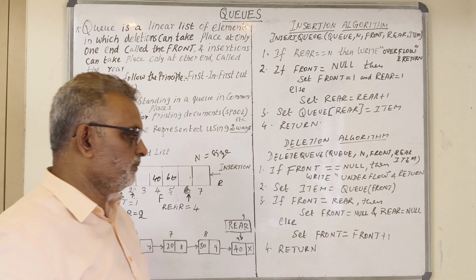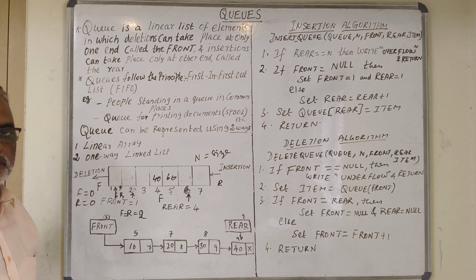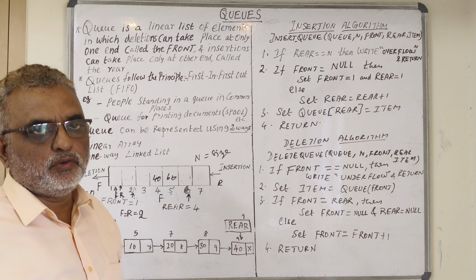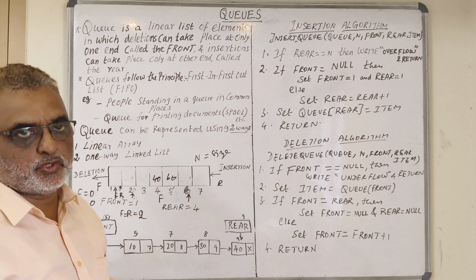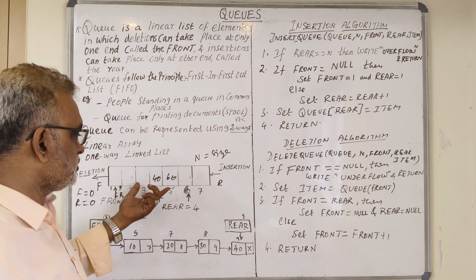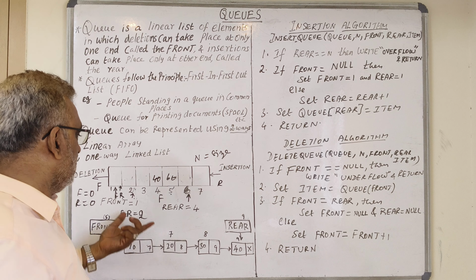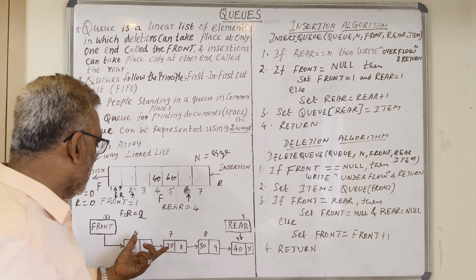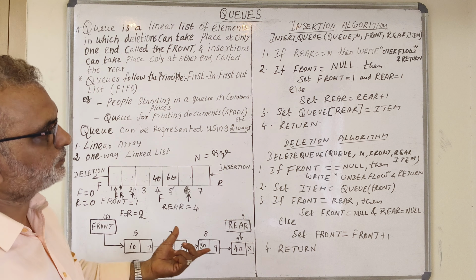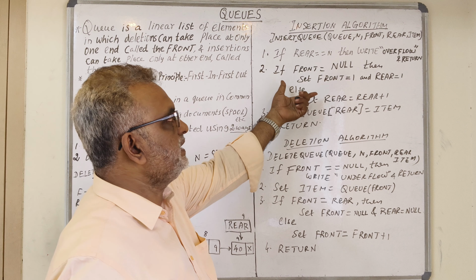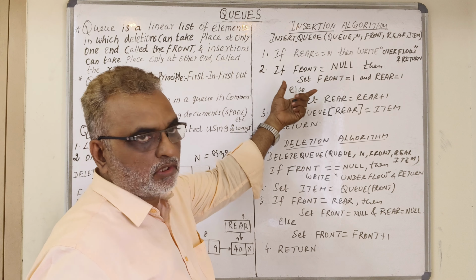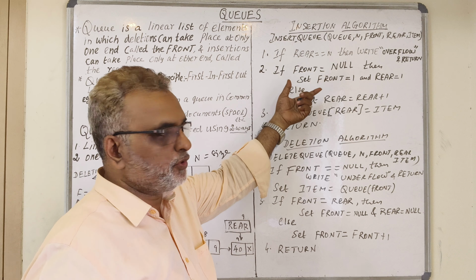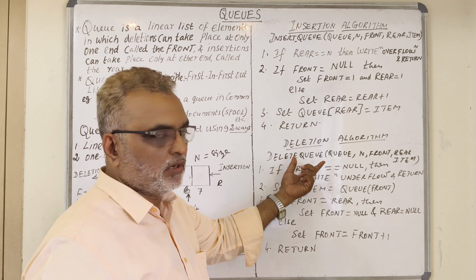Return. So in this video, we have discussed what a queue is and how a queue can be represented in different ways, that is, linear array as well as linked list. And we have also seen the algorithm for inserting an element into the queue and the algorithm for deleting an element from the queue.